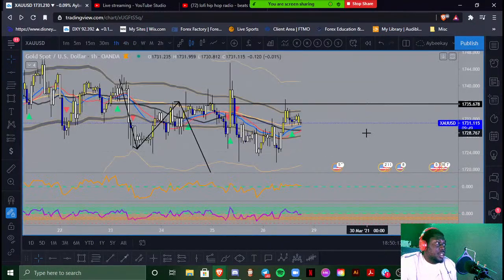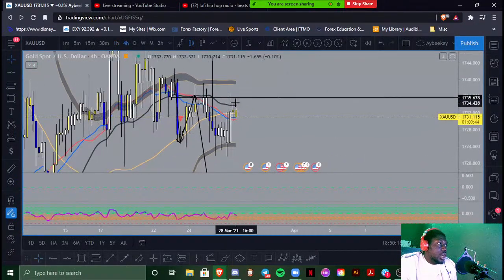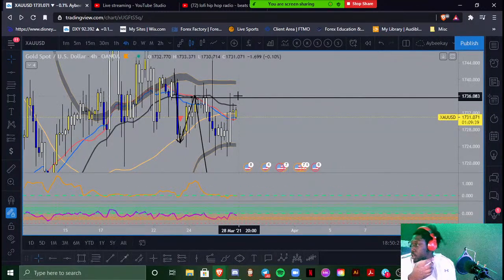Arbitrage, 1 hour time. I mean, this is 1 hour. Let me go to the 4 hour. 4 hour called for the sell, rejected off of the RSI line twice.